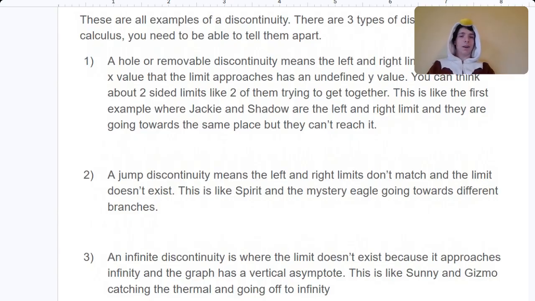And finally, we have an infinite discontinuity. This is like Sunny and Gizmo going off to infinity. They don't go towards a specific point because they're going off to infinity. So we say that it's not continuous.